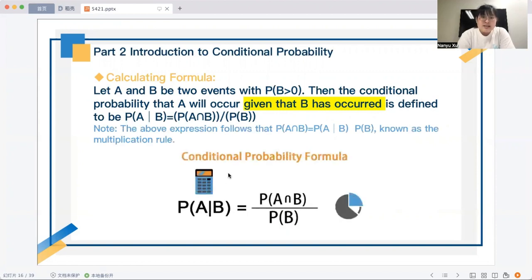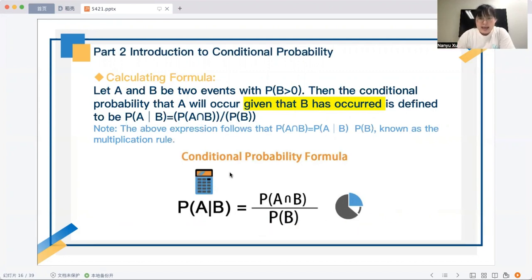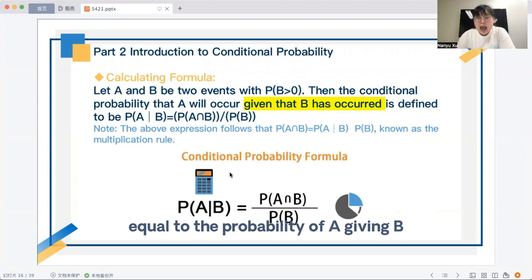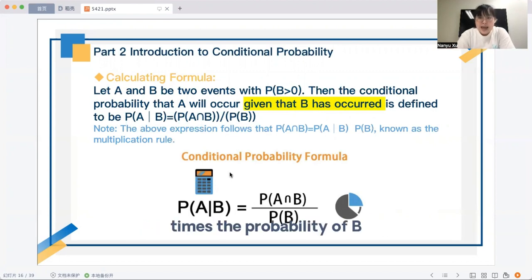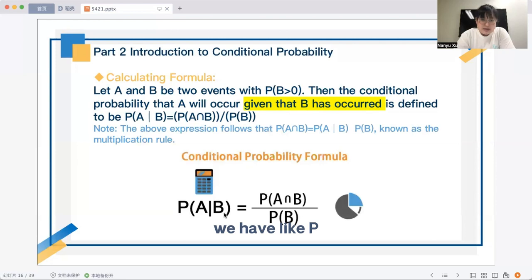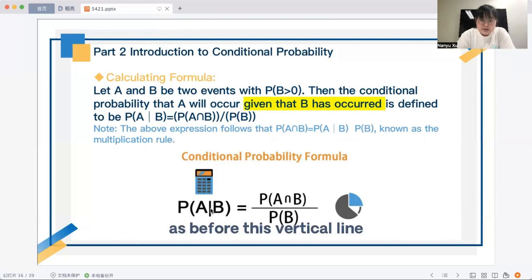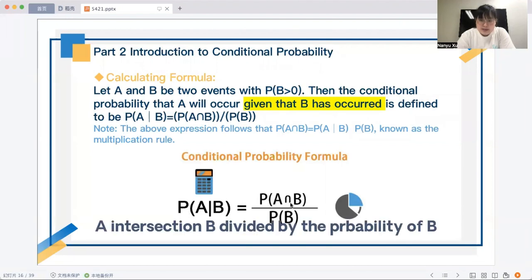Note, the above expression follows that the probability of A and B, which is the probability of A intersection B, equals the probability of A given B times the probability of B, known as the multiplication rule. And we can see the calculation probability formula here. We have P(A given B), B is after the vertical line, and the event we want to find the conditional probability of, A, is before this vertical line. It is equal to P(A intersection B) divided by the probability of B.